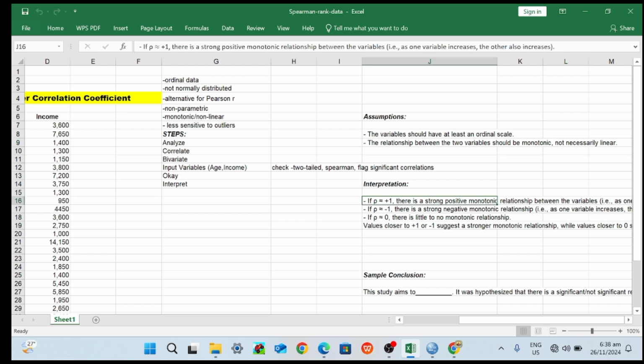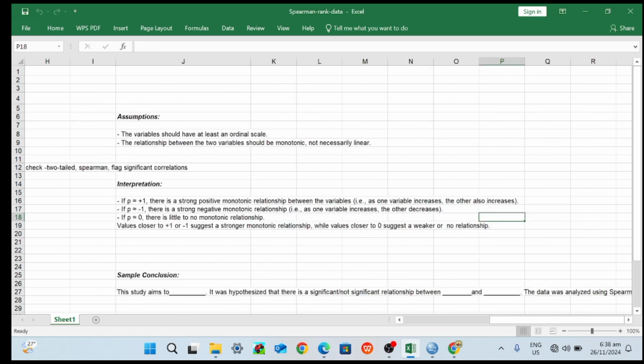And for the interpretation, this is the Greek symbol rho for Spearman rho. If the result of the Spearman rho is positive 1, that means there is a strong positive monotonic relationship between the variables. And if rho is negative 1, there is a strong negative monotonic relationship. And if rho is 0, that means there is little to no monotonic relationship.